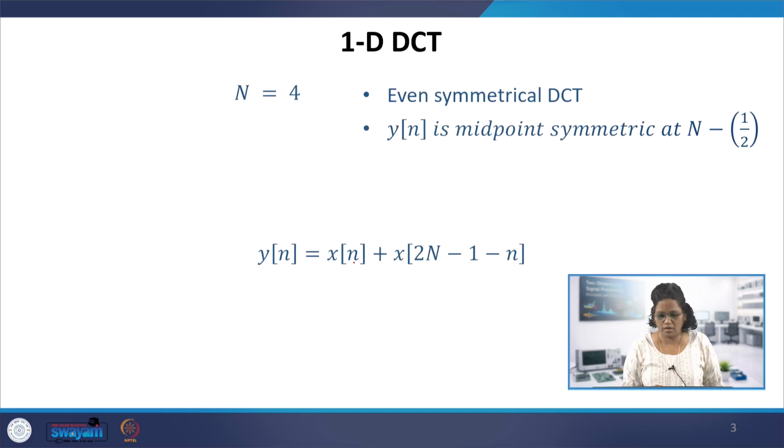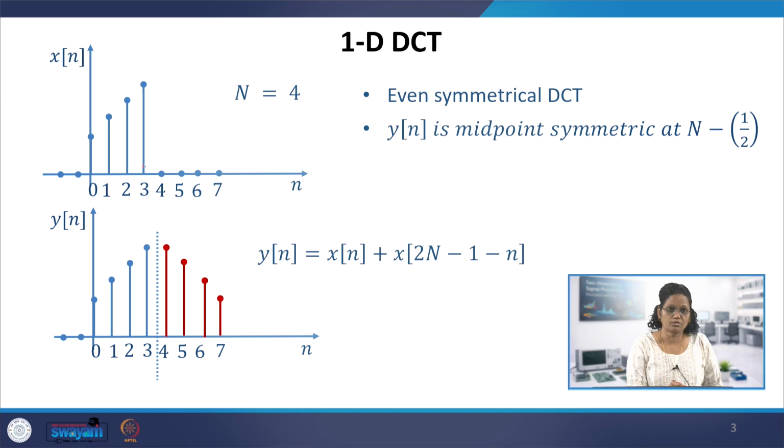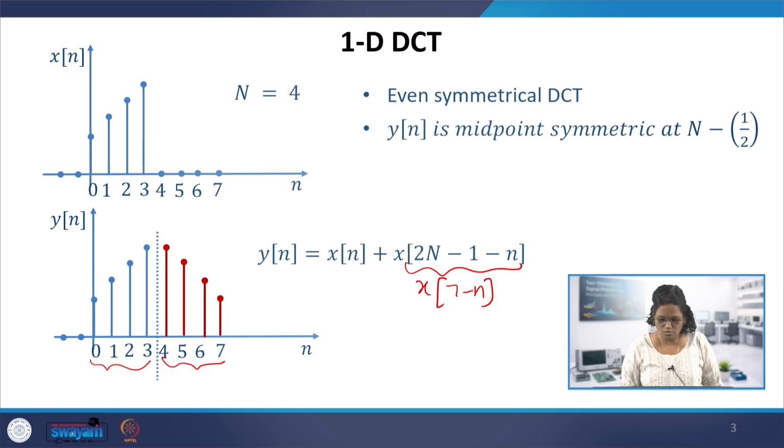So how do we form this y of n? For the even symmetrical DCT, y of n is midpoint symmetric at N minus 1 by 2. For N equal to 4, say this is the sequence x of n, which has samples 0, 1, 2, 3, and the rest are zeros. How do we form y of n? We repeat x of n for indices 0 to 3, and then take the mirror image, computed from 2N minus 1 minus n. Here 2N is 8, so it is 7 minus n. For n equal to 0, that would be x of 7, copied here; 1 would be 6; 2 is here as 5; and 3 gives 7 minus 3, which is 4. So this will be symmetrical.